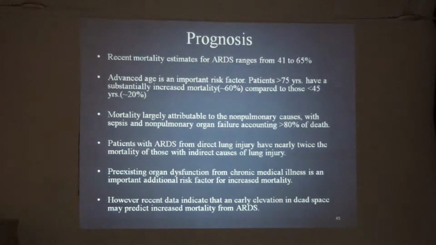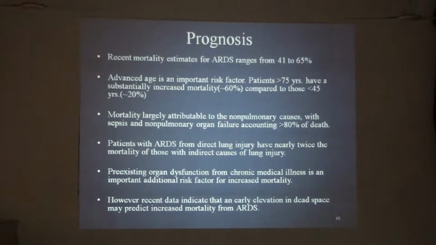Now the prognosis. Recent mortality estimates for acute respiratory distress syndrome range from 41 to 65%. That means it is very high. Advanced age is an important risk factor. Patients more than 75 years have a substantially increased mortality, that means 60% compared to those less than 45 years.